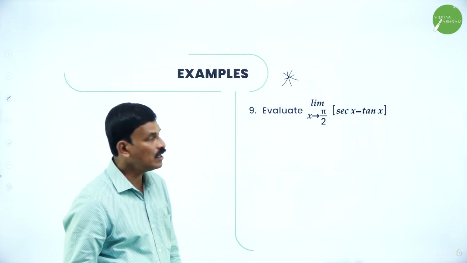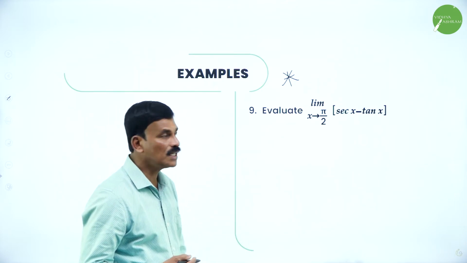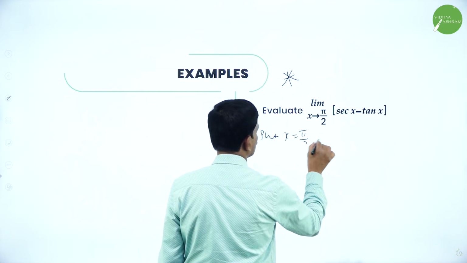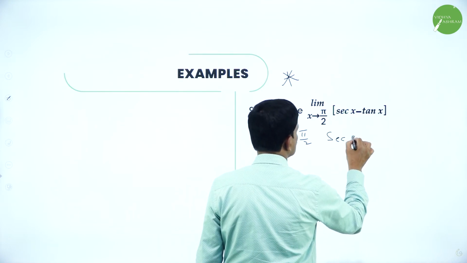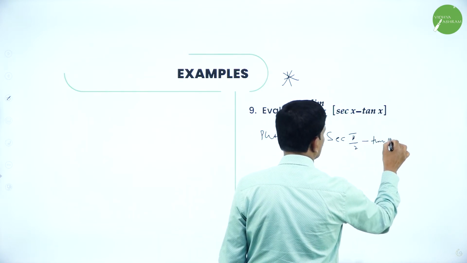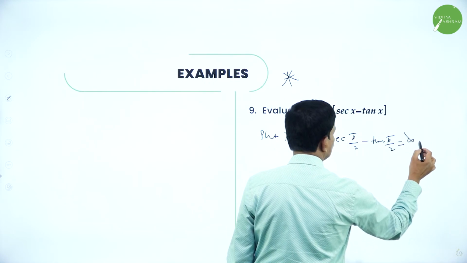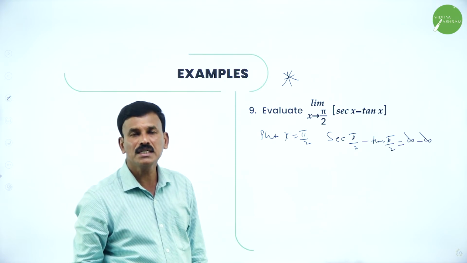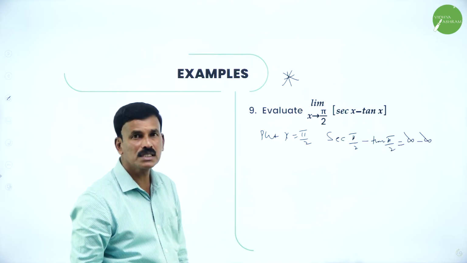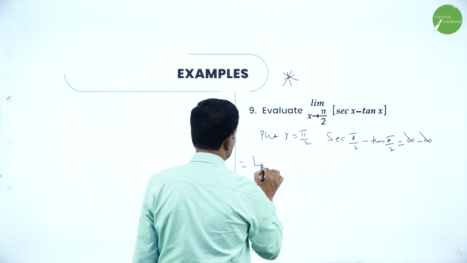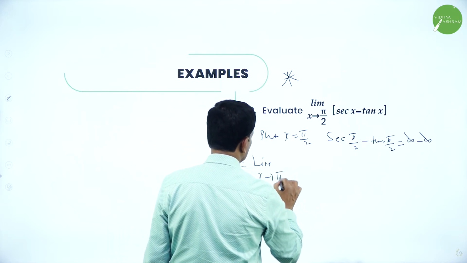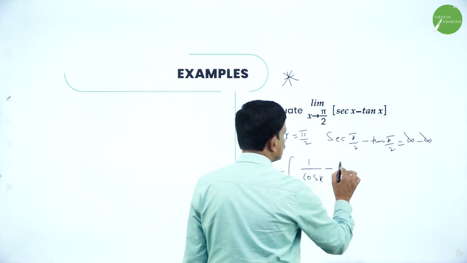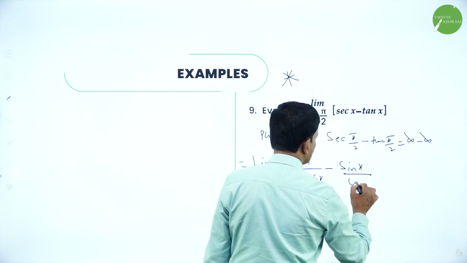If you substitute x is equal to pi by 2, this reduces to secant pi by 2 minus tan pi by 2. What is secant pi by 2? Infinity. Tan pi by 2 is also infinity. Infinity minus infinity is again an indeterminate form. Now let us convert this. This can be written as limit x tends to pi by 2 of secant, which is 1 by cos x, minus tan x, which is sin x by cos x.